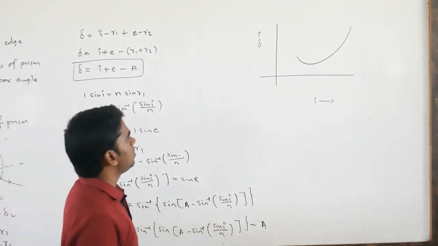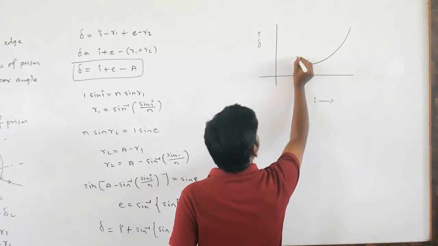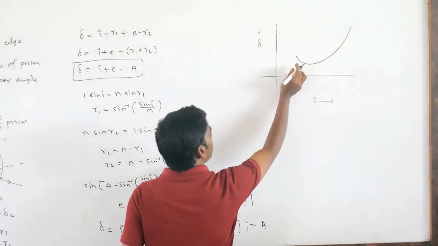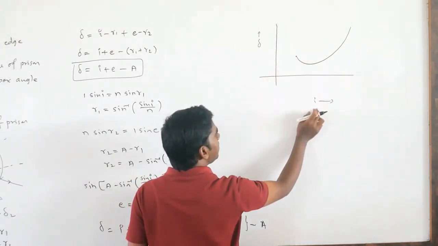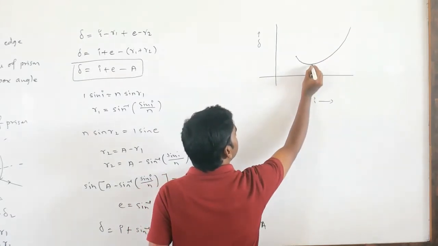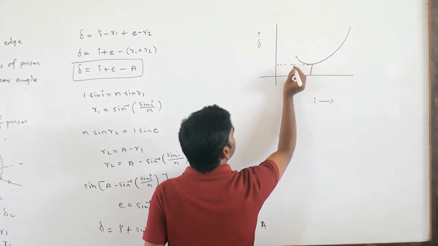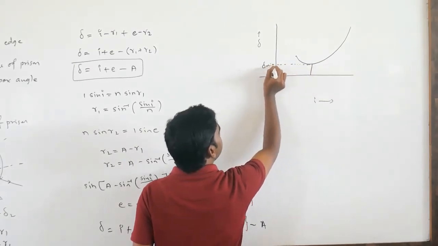Okay, so here, this is delta. At the beginning, delta was decreasing as I increases. After a certain value, it starts increasing. Okay, so this is the minimum deviation. Here delta is minimum.